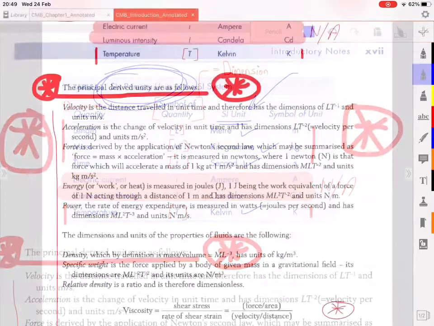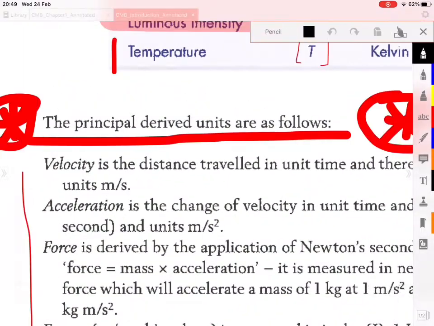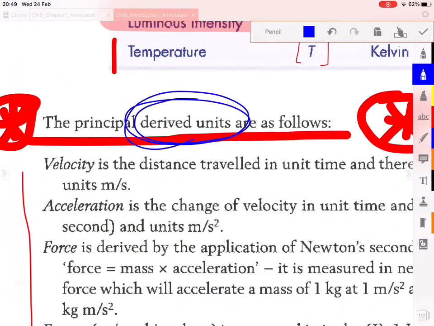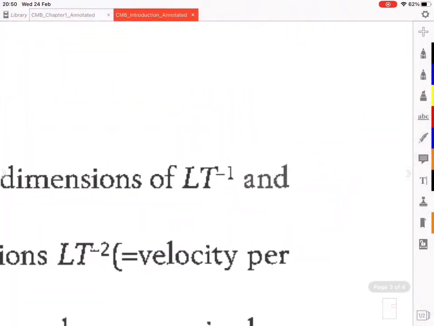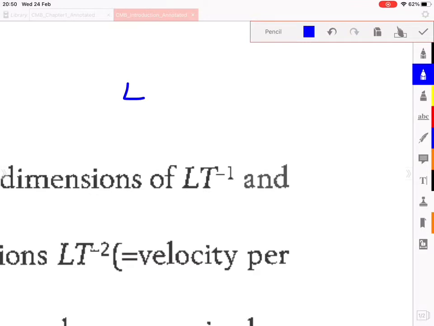And then we have derived units. So we have the principal ones that form the basis of the derived units. Just a quick side note on notation in this textbook. You may be used to L over T, but the textbook uses the notation LT minus 1, which of course is exactly the same thing.